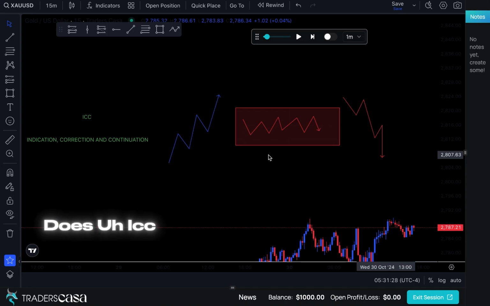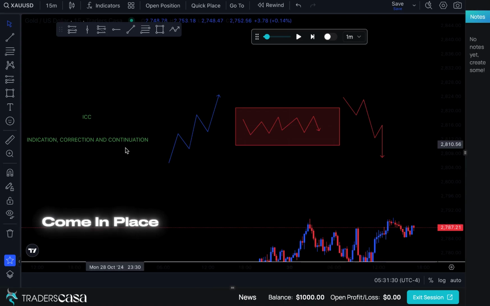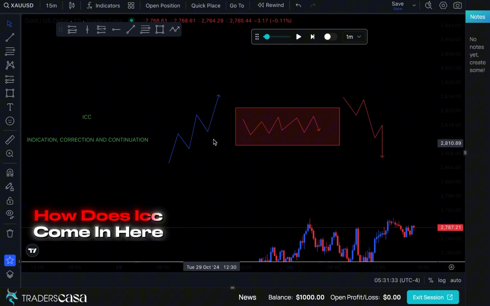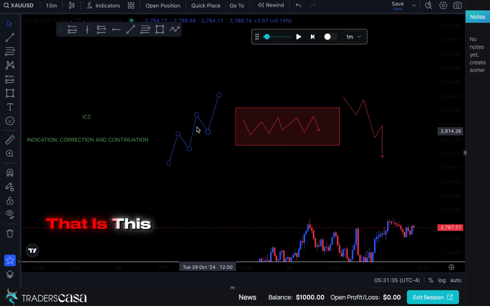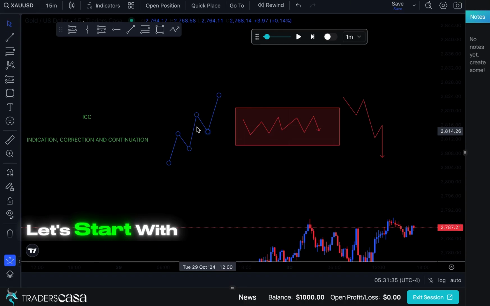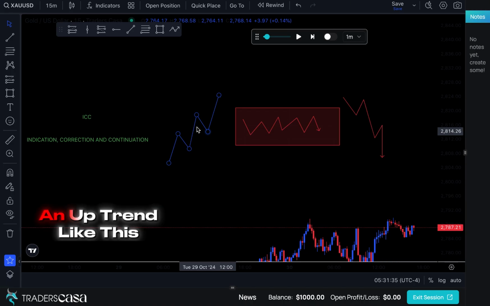So now, where does ICC come into place within this? How does ICC come in here? I'm going to show you how ICC comes into play right here. So ICC comes in whenever, let's start with the uptrend. When the market is moving in an uptrend like this, right?